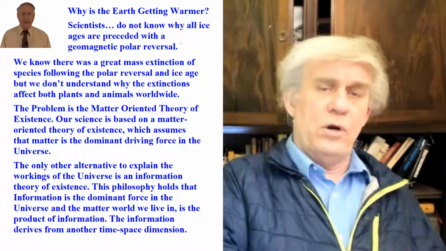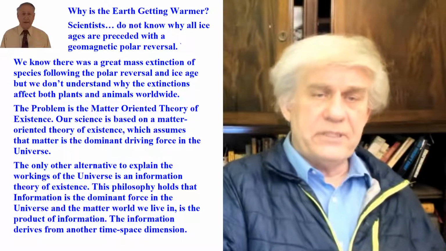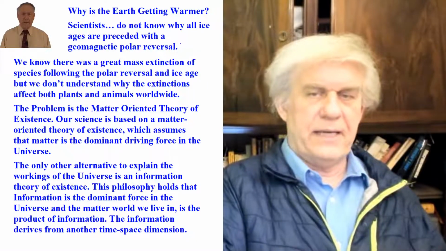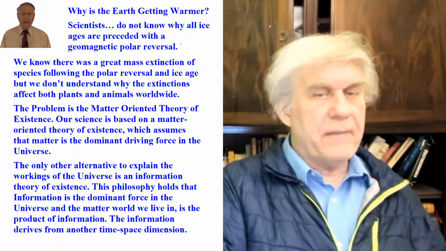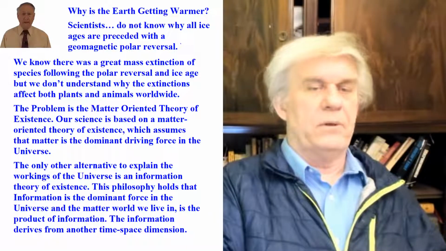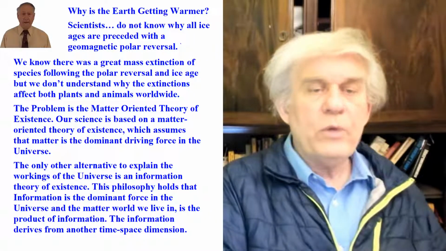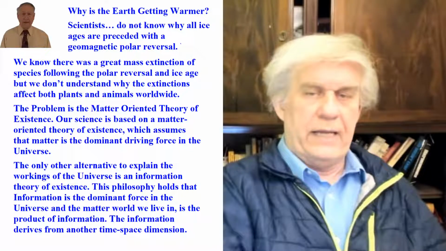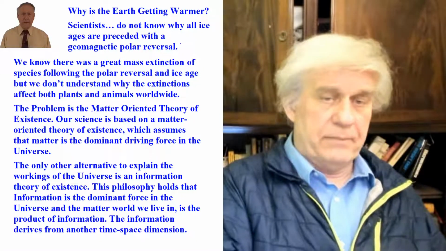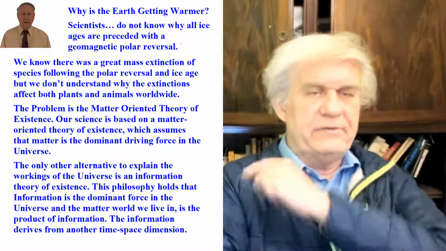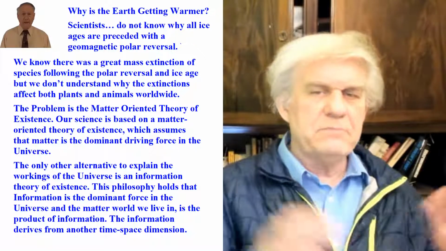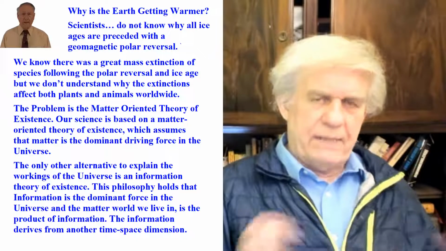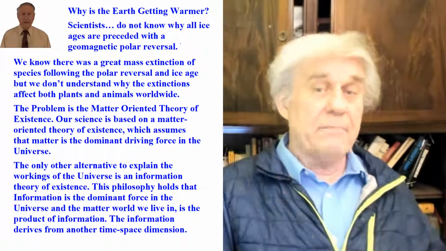Scientists do not know why all ice ages are preceded with a geomagnetic polar reversal. Okay? We know there was a great mass extinction of species following the polar reversal in Ice Age, but we don't understand why the extinctions affect both plants and animals worldwide. Aha. The problem is the matter-oriented theory of existence. It's all these materialists like Bill Gates, they're confusing people. Forget about matter. We do physics without matter.